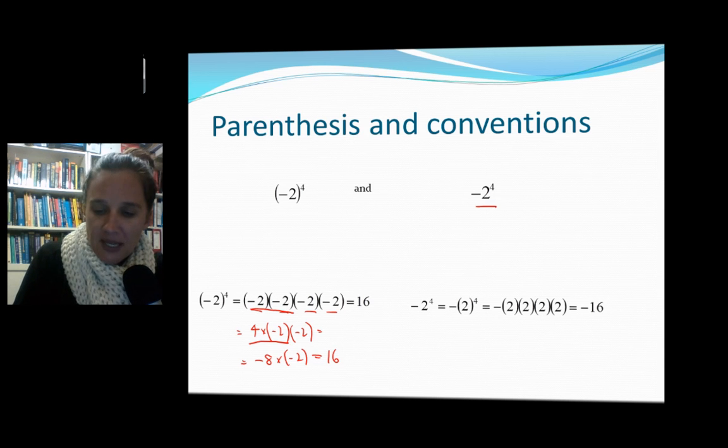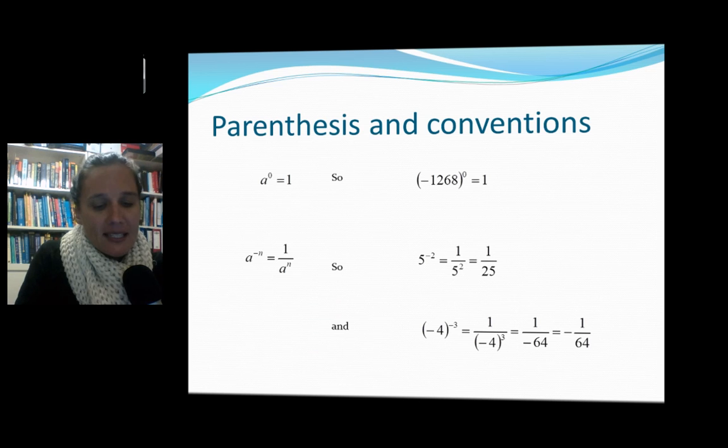For our second example, we have -2 to the power of 4 with no parentheses, so this 4 is only acting on that 2. The negative part is outside. So here we have the negative separate, and then 2 times 2 times 2 times 2 is 16, and our negative sign stays out the front.